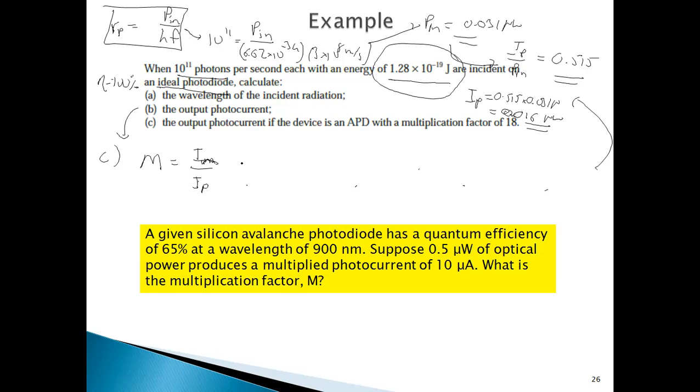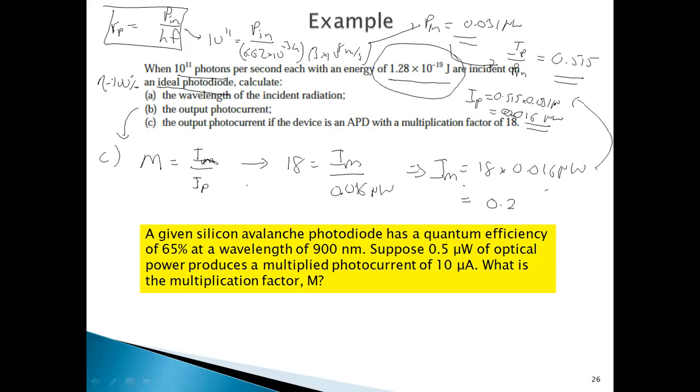Okay, so we can see that M is given to be 18, so 18 shall be equal to IM divided by the IP, which is produced from the previous part B of the question, which is 0.016 microwatt, which is the normal photocurrent produced or generated. So from here we can say that the total output photocurrent produced when the device is assumed to be an APD with a multiplication factor of 18 shall be equal to 18 multiplied by 0.016 microwatt, and the answer for that will be equal to 0.2.